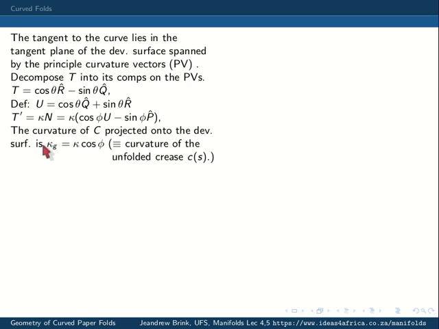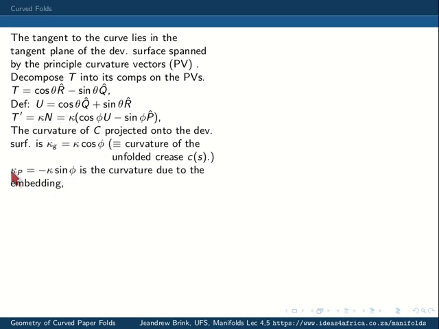Duncan and Duncan call it kappa G because they call it the geodesic curvature, the curvature projected onto this page. I don't like the name because I'm going to use geodesics for another thing. So I didn't call it that, I just say it's the curvature of the unfolded crease. So that's the one component.